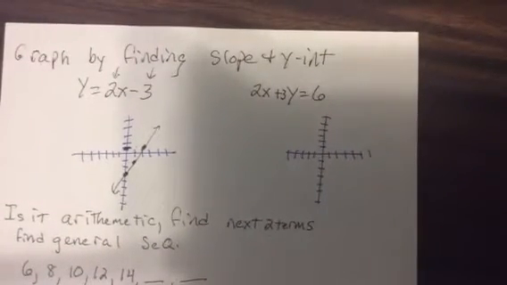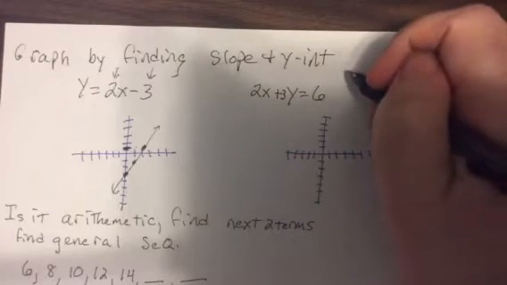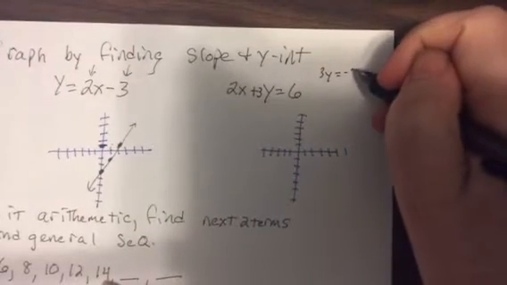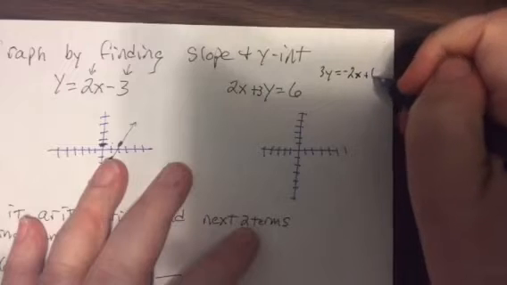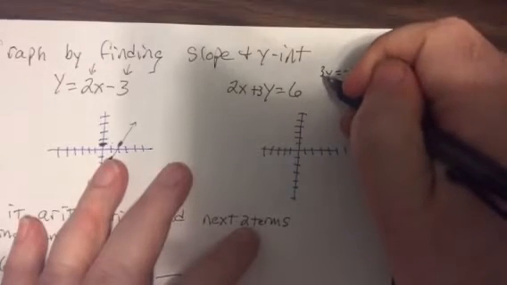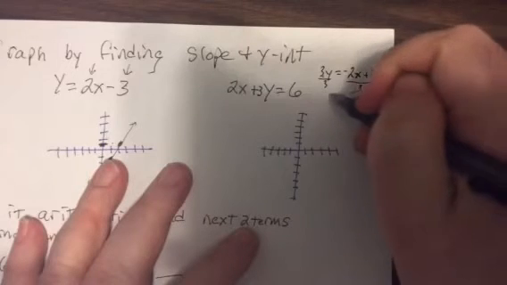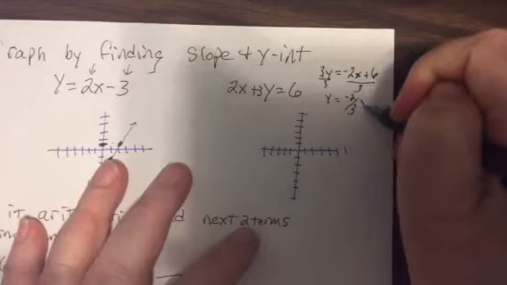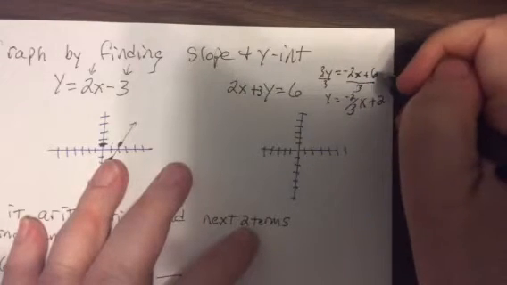Then this one, solve for y, so I would subtract 2x. Oops. I am making a mess. There we go. Then divide by 3. I want 1y equals. So it'd be y equals negative 2/3 x plus 2. This has to go into both terms.